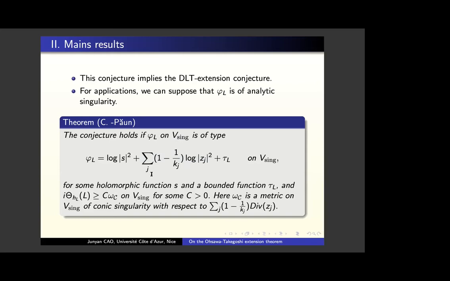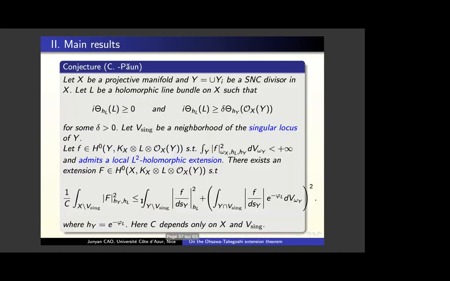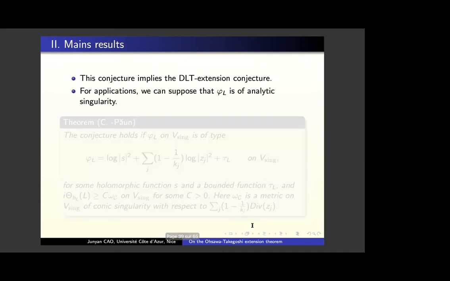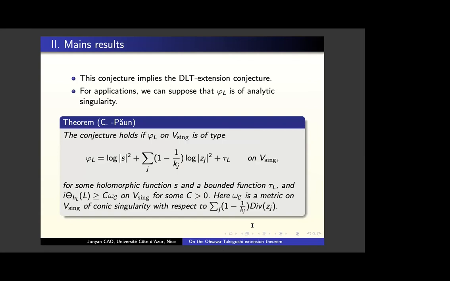In this case, we can prove our conjecture, I mean under the assumption that phi L is of this type. And for the s here, it can be an arbitrary holomorphic function on V singular. In this case, we can find an extension with a control on its L2 norm. And the constant C here in fact depends on the geometry of the conical metric on the singular locus. So that's our statement.